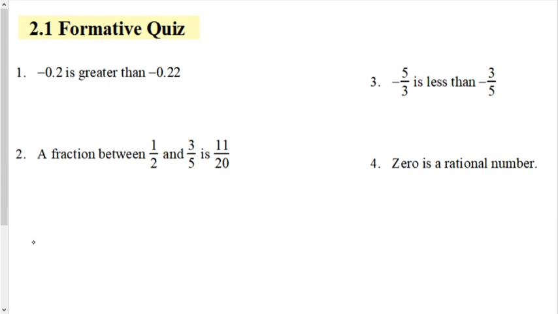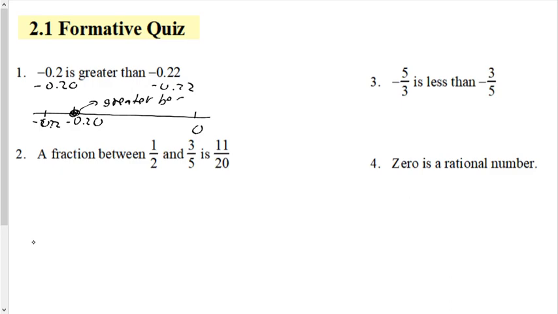What I would do if I was solving this is I would probably put this first, and then I would put a number line with 0. I'd put negative 0.20 and negative 0.22 on a number line, and then I would say this is greater because it's closer to 0. So therefore, is it greater? Yes, it is. It's true.